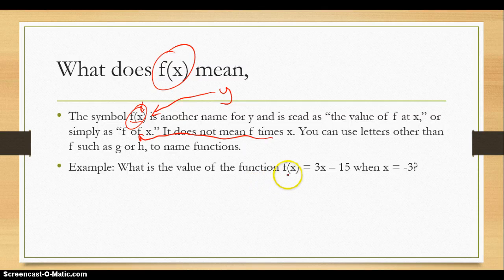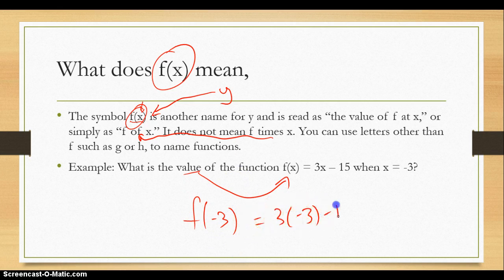What is the value of the function f of x equals 3x minus 15 when x equals negative 3? So they want us to find the value of f when it's negative 3. Okay, so we're plugging negative 3 in here, minus 15. So this is just truly y. But they are telling us that we need to plug in negative 3.